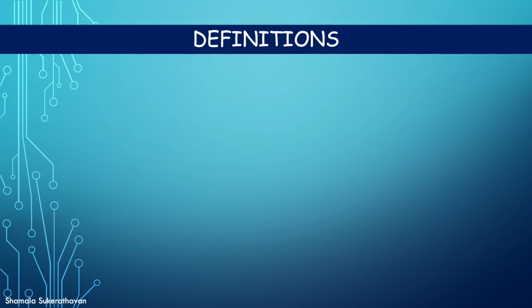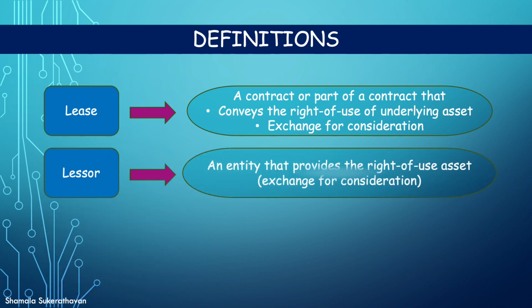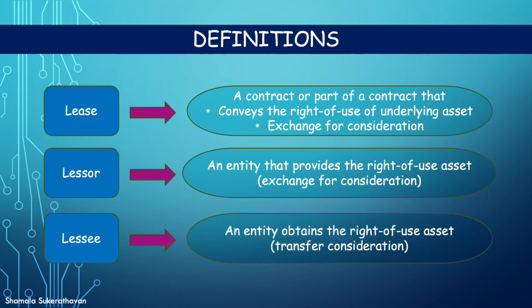The following definitions are set out in IFRS 16. 1. Lease. A lease is a contract or part of a contract that conveys the right of use of an underlying asset in exchange for consideration. 2. Lessor. That is, an entity that provides the right of use asset and in exchange receives consideration. And 3. Lessee. That is, an entity that obtains the right of use asset and in exchange transfers consideration.